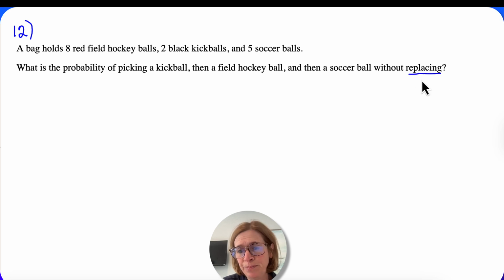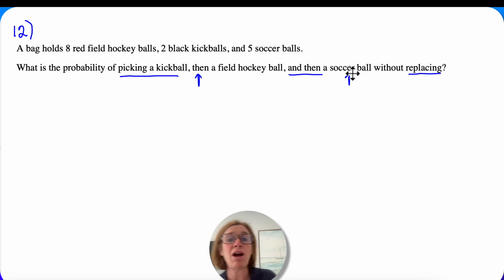Okay, so we always want to consider whether we're replacing the balls or not replacing the balls. Usually it happens like we're replacing the cards. So this is without replacement, okay? And that's important. But what's really important too is that you're picking a kickball, then a field hockey ball, and then a soccer ball. And so we say that these are called compound events. Events are dependent on each other and sequential, meaning they happen right after another. And this is where we use multiplication of probabilities. All right, so let's look at our first probability.